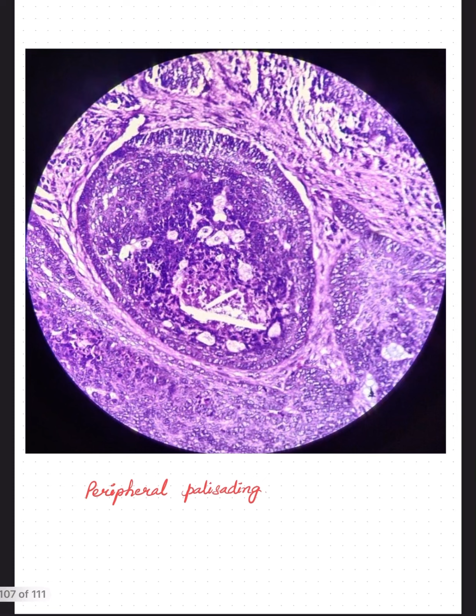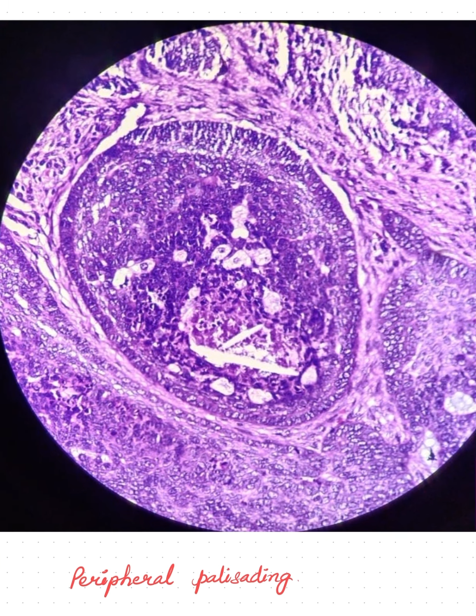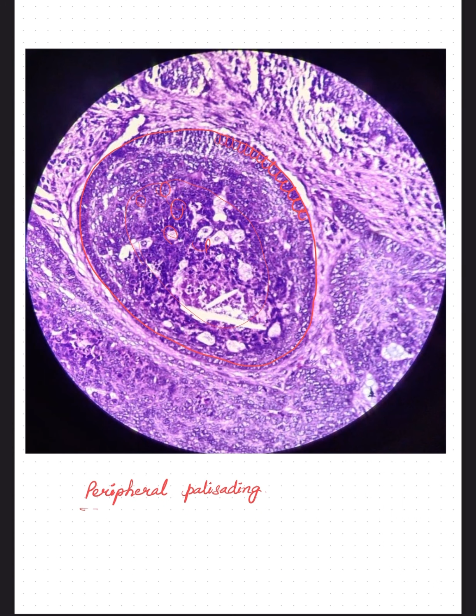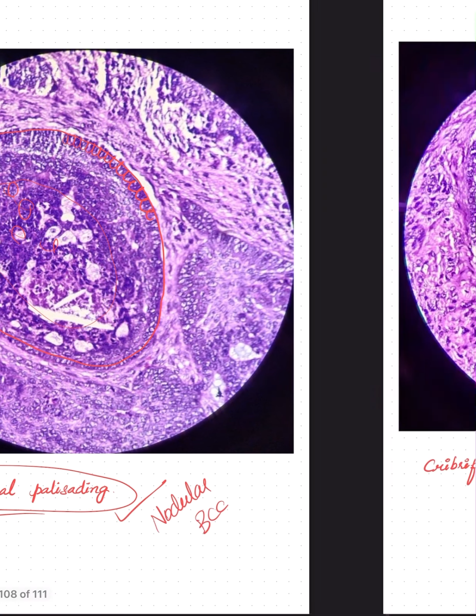Again, zooming in at that area, you can find these cells are palisading. They are closely packed, adjacent to one another, whereas the cells in the center are arranged in a haphazard pattern. In the center the cells are haphazard, but at the periphery they are palisading, closely packed and oriented in one particular direction. That is called peripheral palisading. Peripheral palisading is very characteristic of nodular basal cell carcinoma.